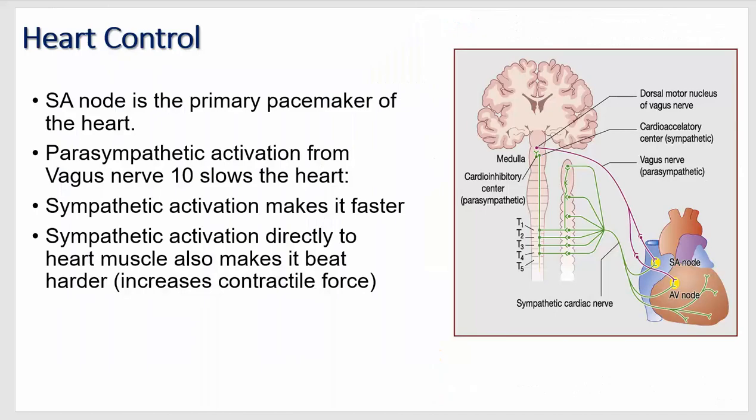Okay, so we've already kind of talked about it, but I have slides dedicated to this, because it's stuff you need to know. Heart control. So we have a picture here, and we can kind of see what's going on. The SA node is the primary pacemaker of the heart. Now, I will say that the AV node is down here, and when I use words like primary pacemaker, that means there's a secondary pacemaker.